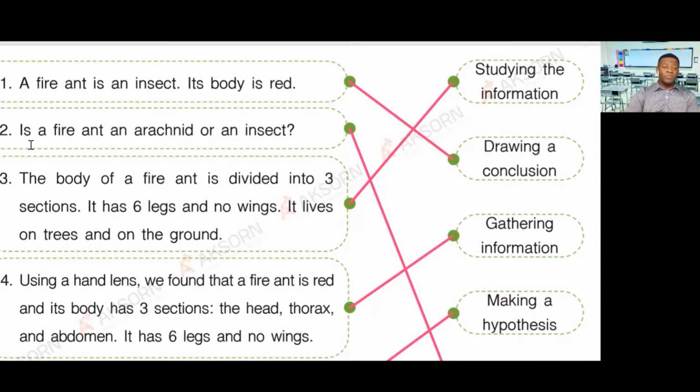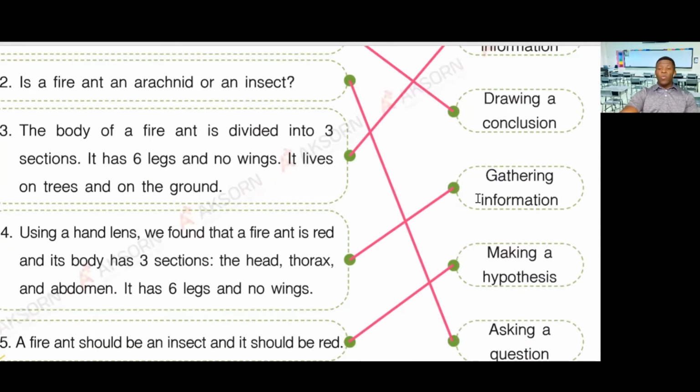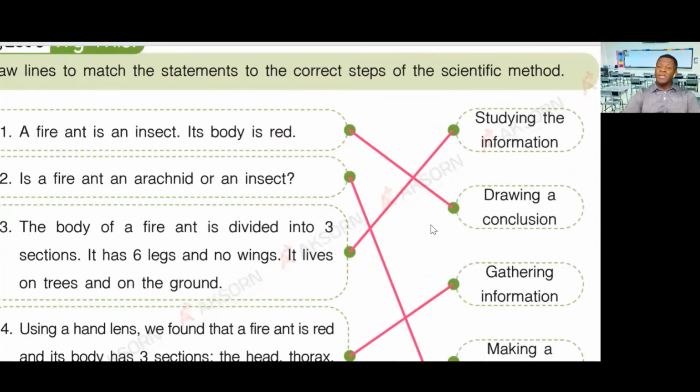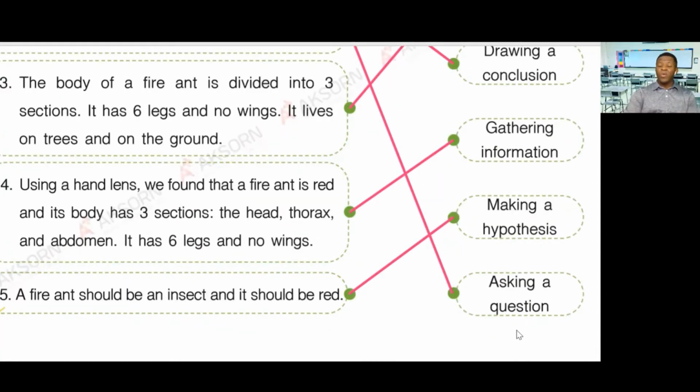Number 2, is a fire ant an arachnid or an insect? Again, is a fire ant an arachnid or an insect? So what is it in the scientific method? It is asking a question. That is the first step, asking a question.